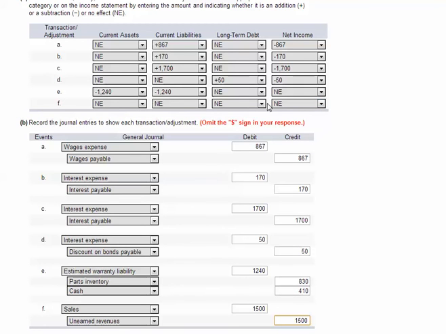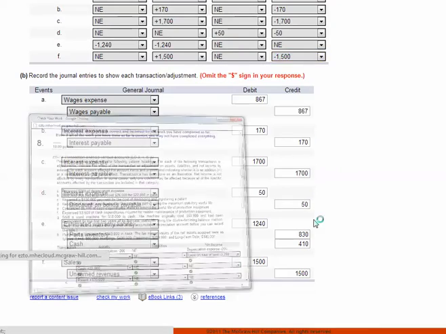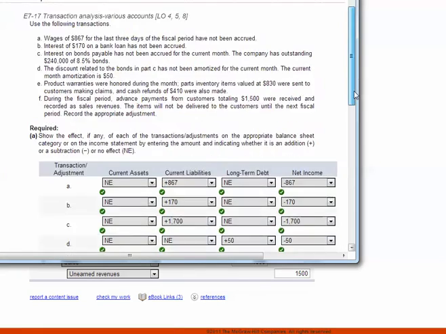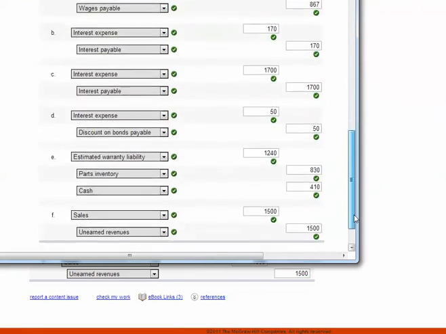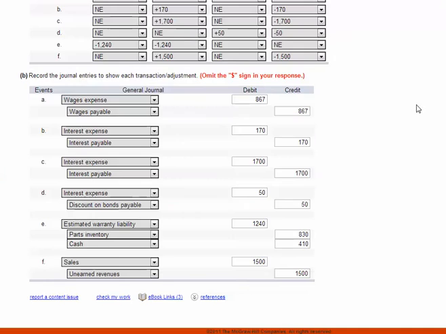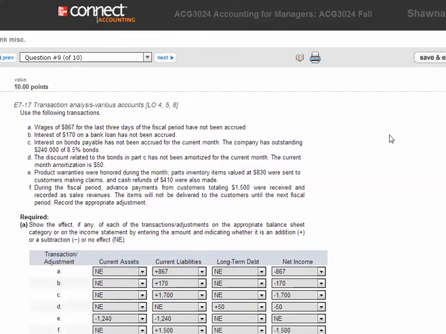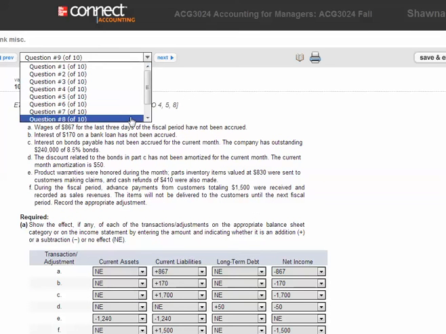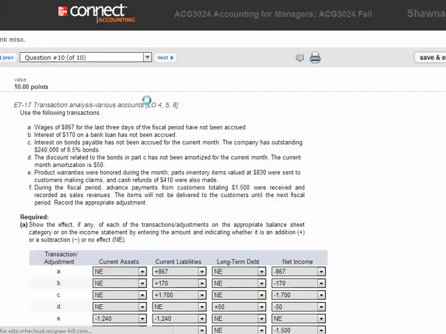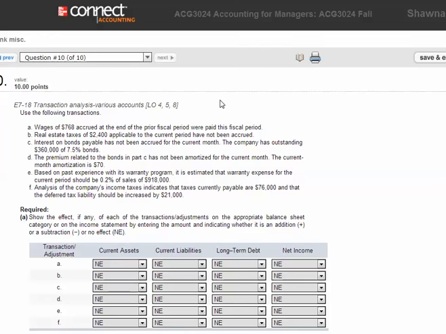So our liabilities here would have increased by $1,500, and our net income would have decreased by $1,500. Let's just take a quick check, see if we got everything correct. Looks good. Let me jump over to the next problem. There were a couple of those I wanted to touch on real quickly that were a little bit different than the ones that I covered here.